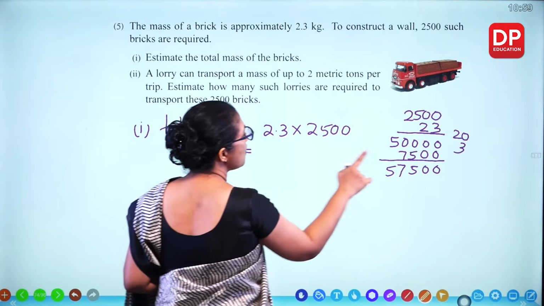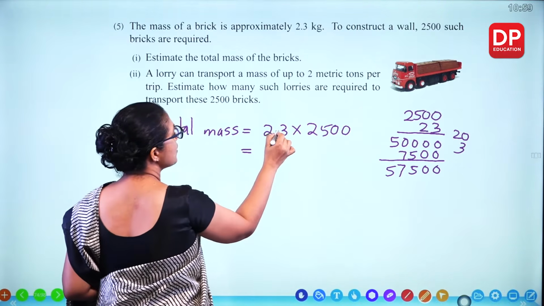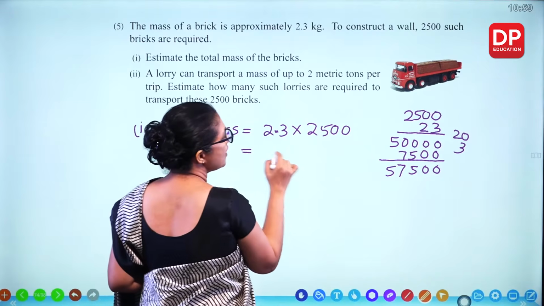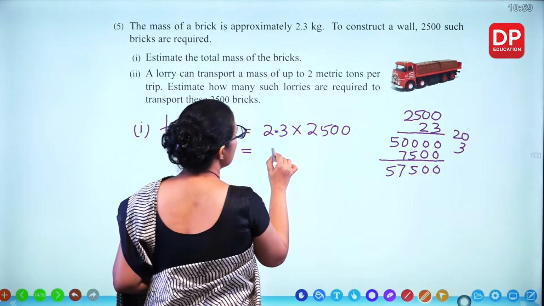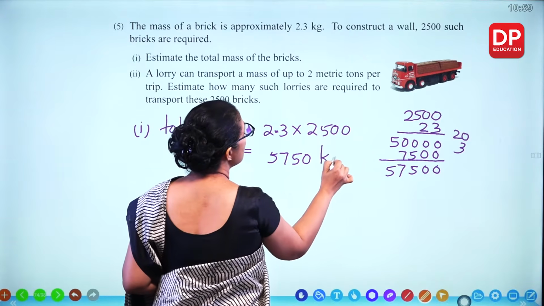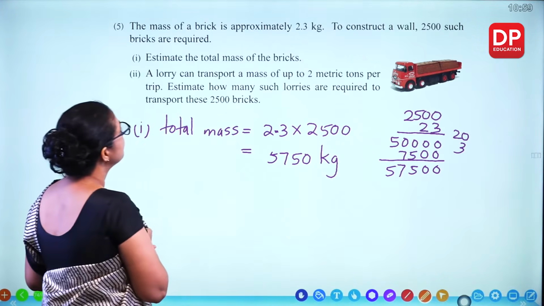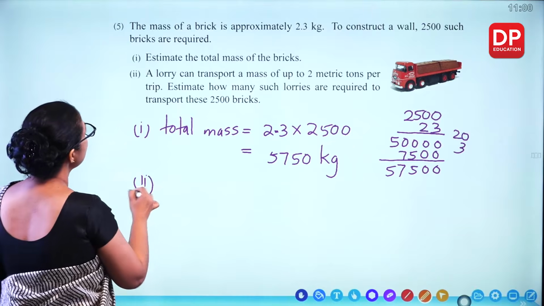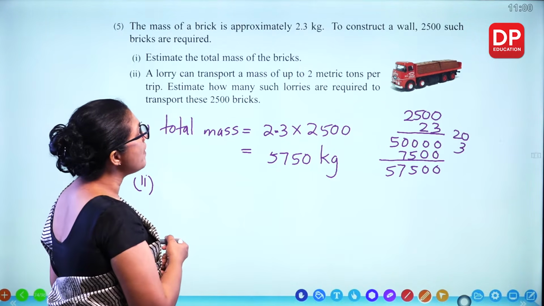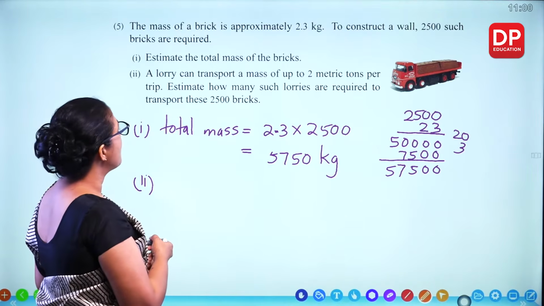So you get this one, and how many decimal places do you have to keep? Decimal places, 1 decimal place. So keep 1 decimal place. So you get 5,750 kilos.